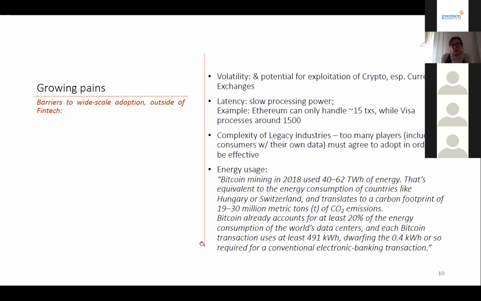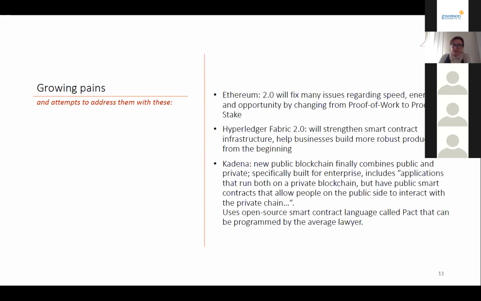And finally, there's the issue of energy usage, right? Bitcoin mining and crypto mining in general consumes a massive amount of energy, and it generates a huge amount of e-waste. So from a sustainability standpoint, crypto is actually a very, very unfriendly currency in some ways.